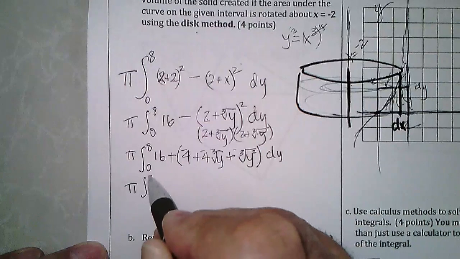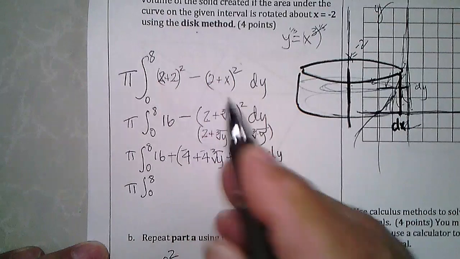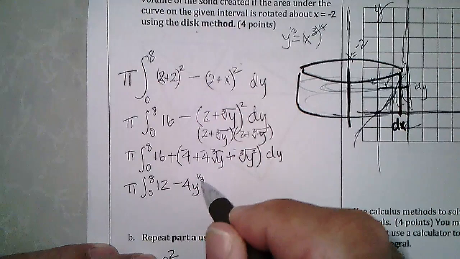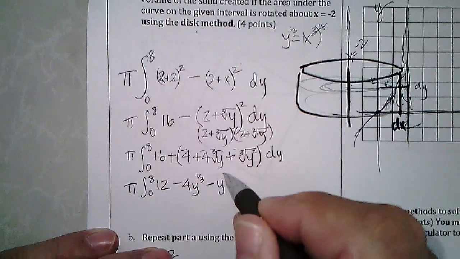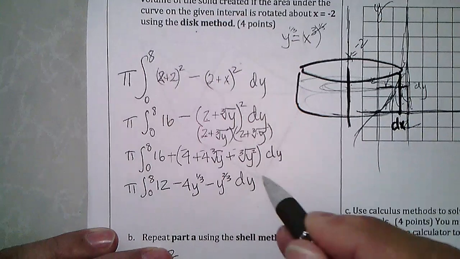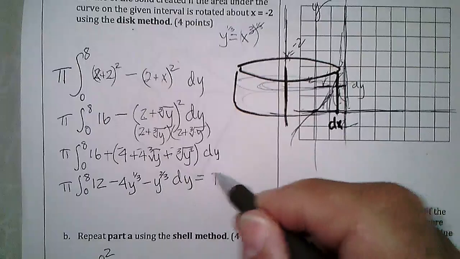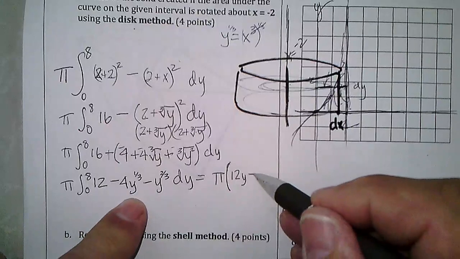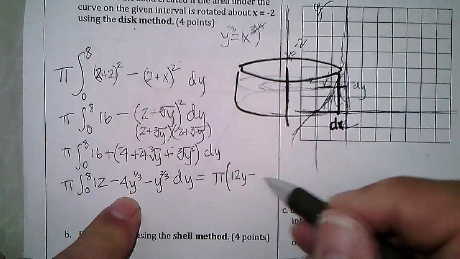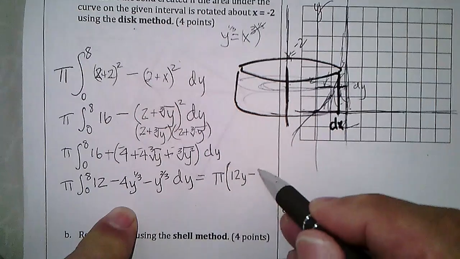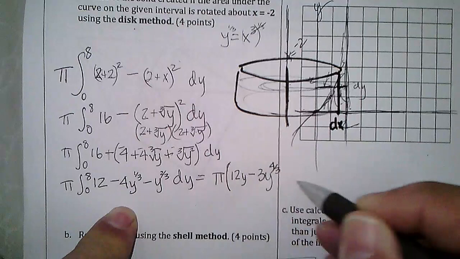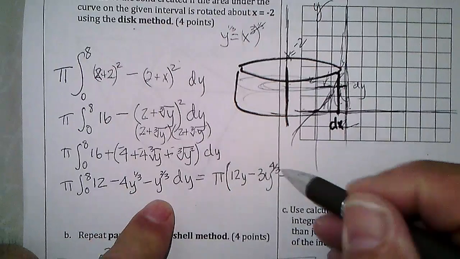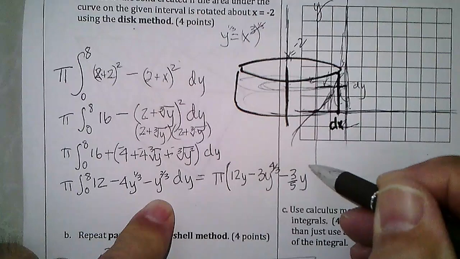then I have pi integral from 0 to 8 of 16 plus a negative 4 is 12 minus 4y to the 1/3 minus y to the 2/3 dy, which would equal pi, 12y minus, let's see, 1/3 plus 1 is 4/3, so 3/4 times 4 is just 3y to the 4/3, minus, and 2/3 plus 1 is 5/3, 3/5 y to the 5/3.